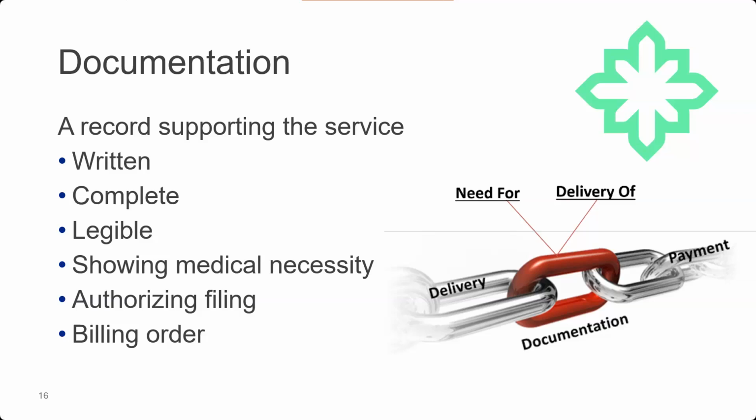It's an appeals process. So the documentation is that link between delivery and payment. Without the link, if it's not documented, it didn't happen. So it must be written. Well, that makes sense. Now, again, I did say it could be handwritten. It could be electronic. Mostly what we're getting, about 95% of our documentation right now is electronic. It does need to be complete. Explain exactly what happened, why it happened, all of those types of things.